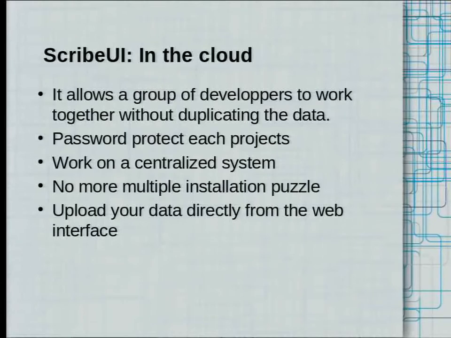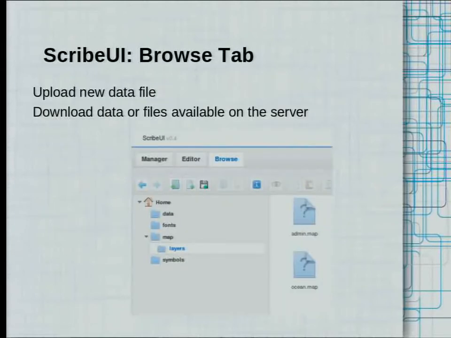But it's a feature that we found was cool, because when three people are working on the same dataset, especially an OSM Planet dataset, you don't want all of them to install the data on their machine. And to work in the cloud, we also have a browse tab where you can download or upload new data on the server. So you don't have to SSH or SCP your data files on the server, install them in the right directory and things like that. You now have a nice plugin here where you can simply upload with a few clicks your data file in the right directory on the server.